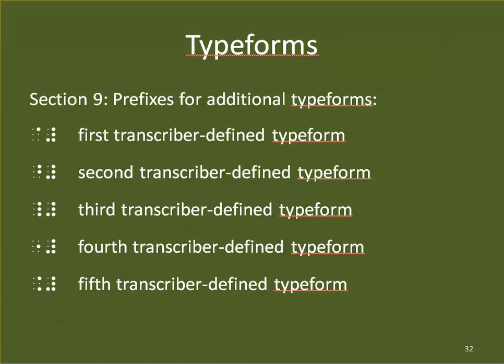So if we need something else, say we need yellow, or double underline or something like that, then we move on down to the second transcriber-defined typeform. Again, calling it double underlined or yellow highlighting or what have you. Do not call it second transcriber-defined typeform. That's lingo. Okay, and you just keep moving down the list for as many as you need. And hopefully you don't need more than that. If you do, then there's another way out, but I'm not going to talk about that just now.